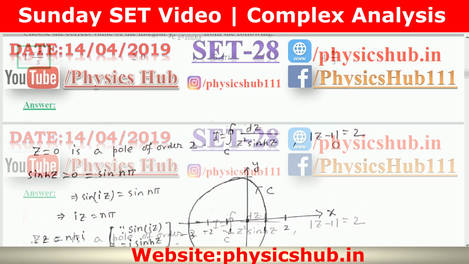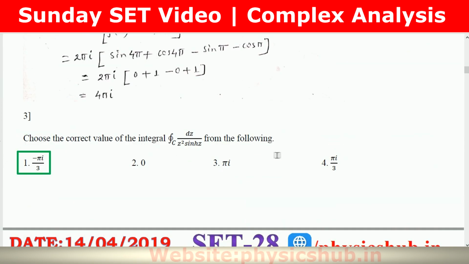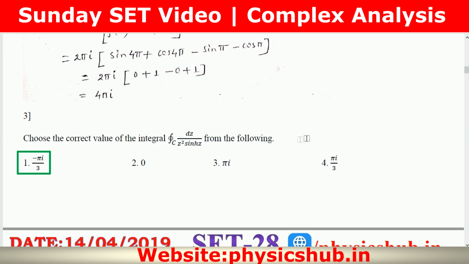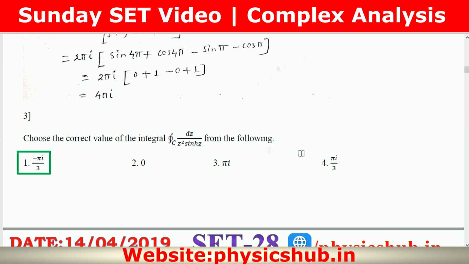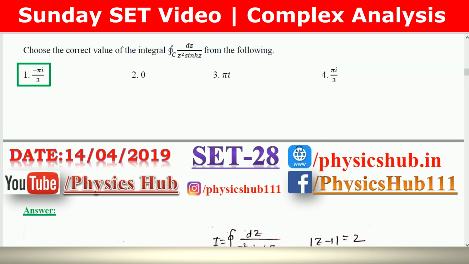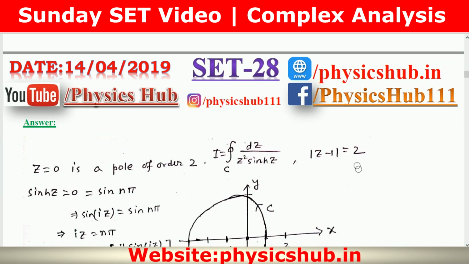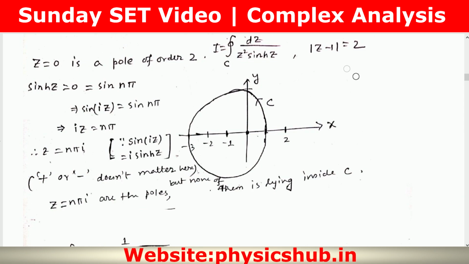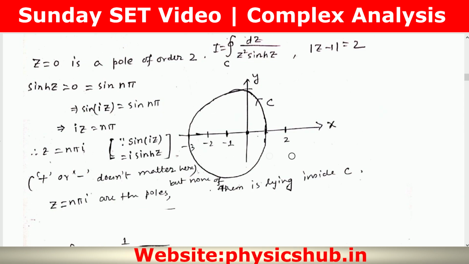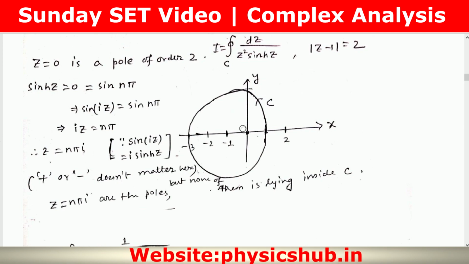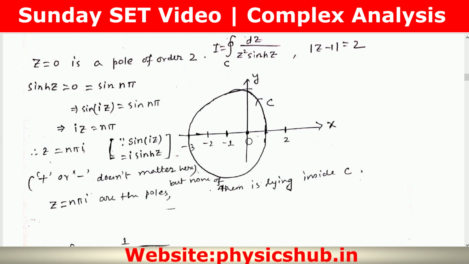Now, first of all, we have to draw the contour. I'm sorry, the contour has not been given in the question, but the contour is |z - 1| = 2. So the center is lying at z = 1, and the radius of this circle is 2. Although the circle is looking like an egg, it's a circle. I'm sorry for that. And it has radius 2.